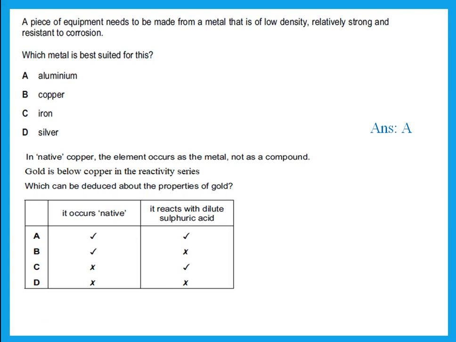So I'm looking at A or B. Now, would you expect gold to react with acid? We said anything below hydrogen in the reactivity series will not react with acid. Copper is below hydrogen even if you don't know where gold is. So if he's saying that gold is below copper, then it is less reactive than copper. So no, it does not react with acid. So my answer is B.